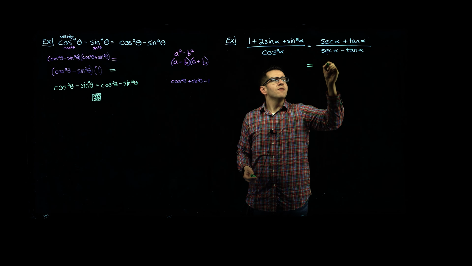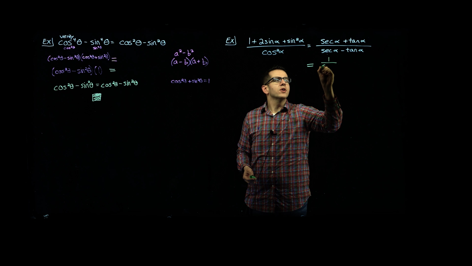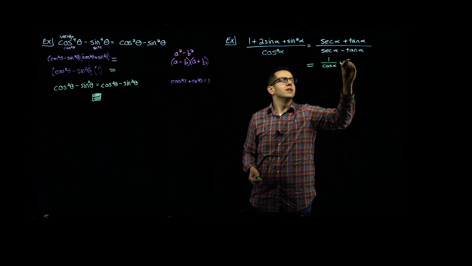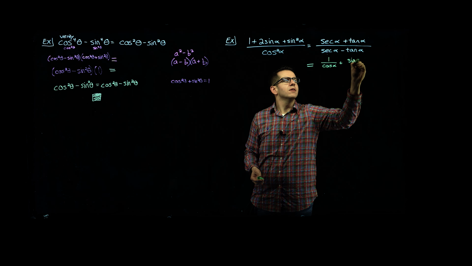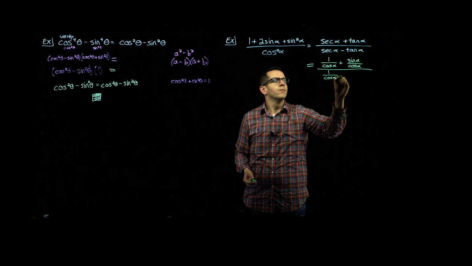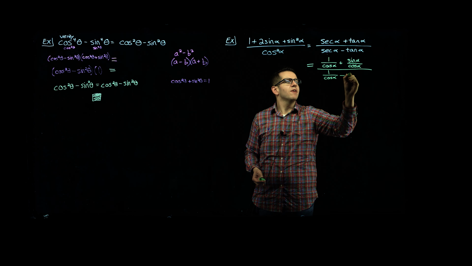So secant of alpha is the same thing as 1 over cosine of alpha. Tangent of alpha is sine of alpha over cosine of alpha. Secant of alpha is 1 over cosine of alpha again, minus tangent of alpha again is sine of alpha over cosine of alpha. And now it's a little bit more apparent how we can approach this problem.